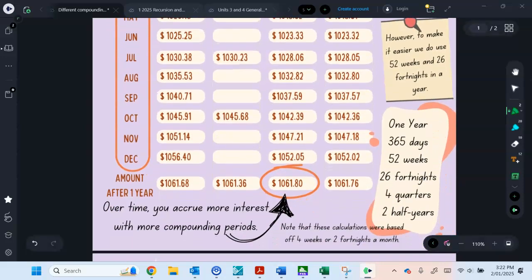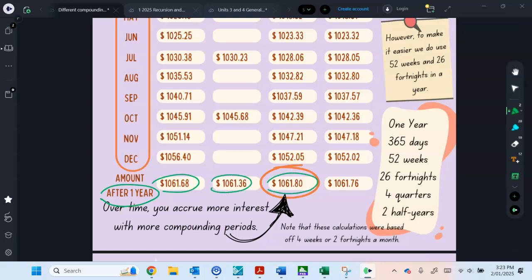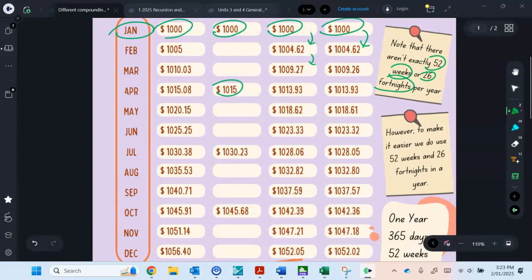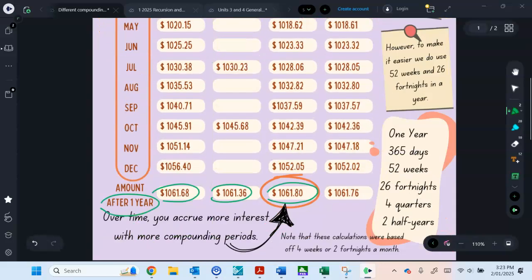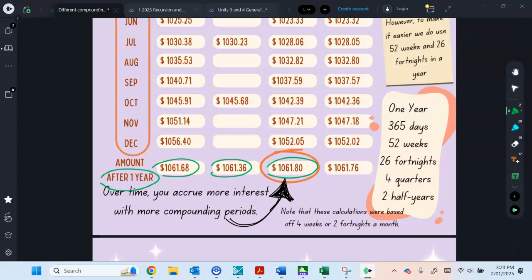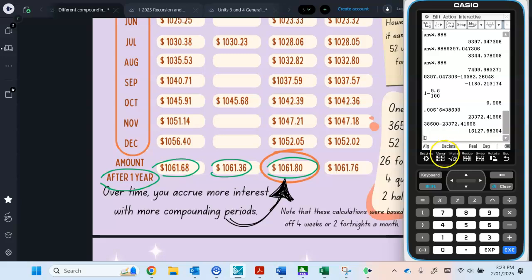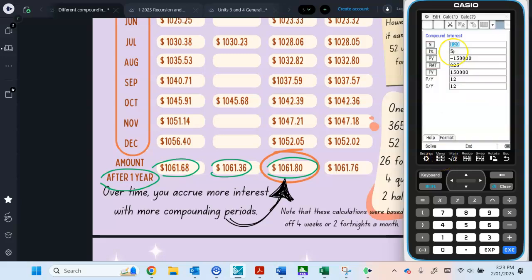All right, so you can see after 1 year the different amounts. Now this one here is the highest because we had more compounding periods. So this one had 12 compounding periods, quarterly 4 compounding periods, weekly is 52, and fortnightly is 26. So the higher the number of compounding periods, the more interest you're going to earn. So if I had daily there, you would actually get more. Now I'm going to just show you quickly on the calculator how to do this, because I'm just curious about a few things.